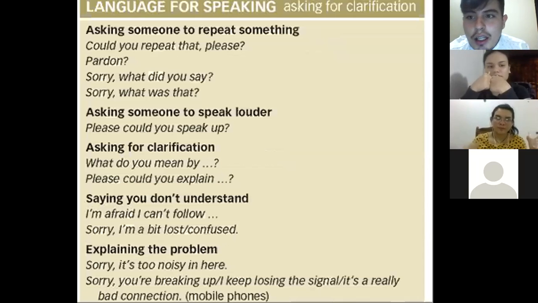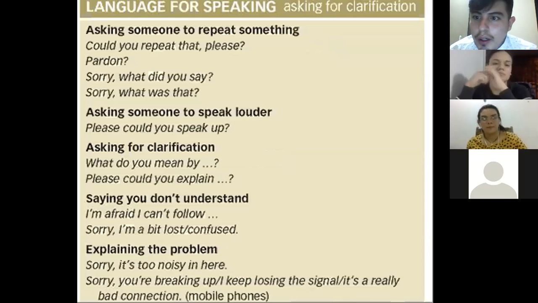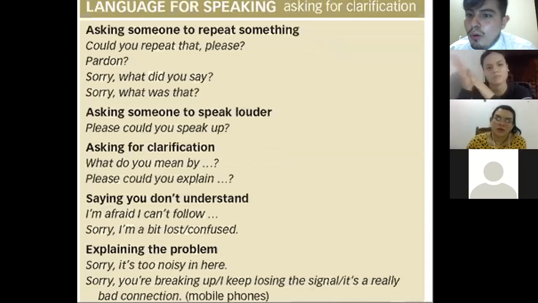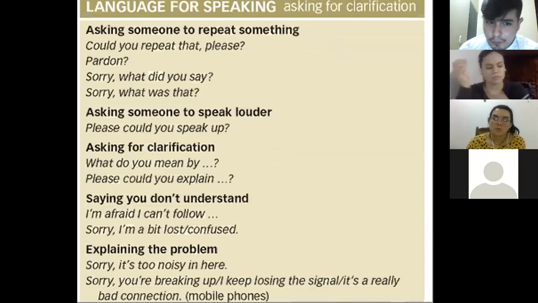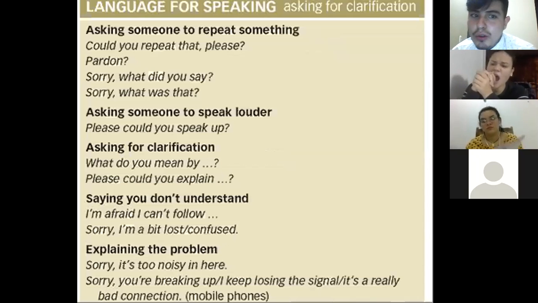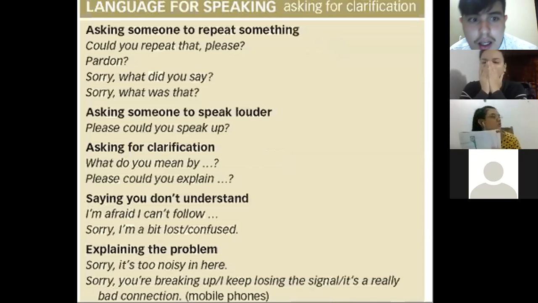So, language we're speaking. These are the common expressions we commonly use. All of these expressions were used in the conversations we heard before. So, asking someone to repeat something. I'm going to read the first section of the explanation for you. Could you repeat that, please?